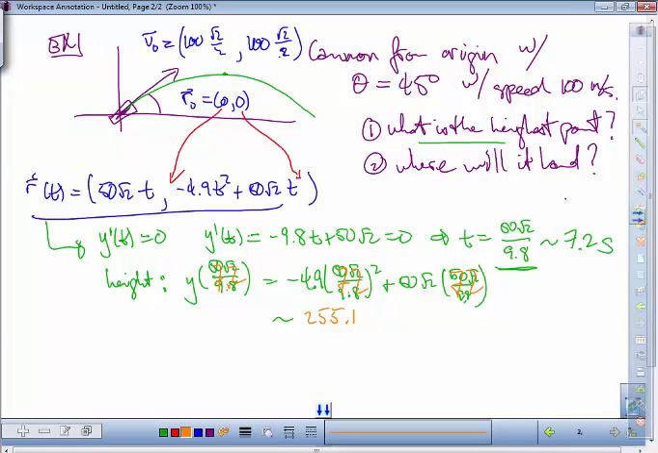All right. So that's the height, and then the range would be the distance that you're going to land. How far away is this? And the distance is probably going to be whatever it is. So how would we find the distance? How would we find where it's going to land?